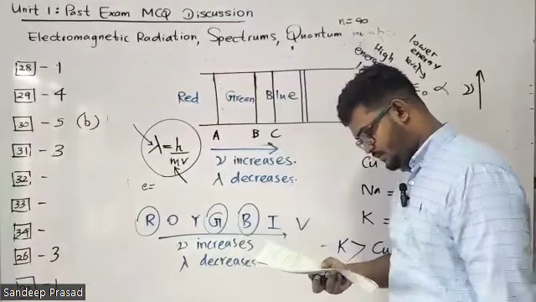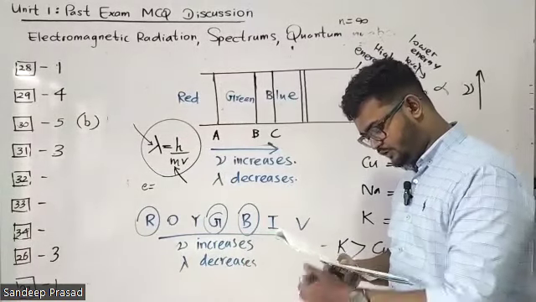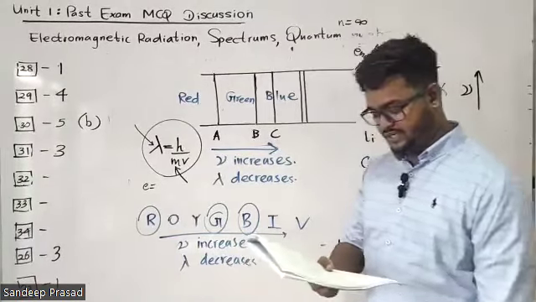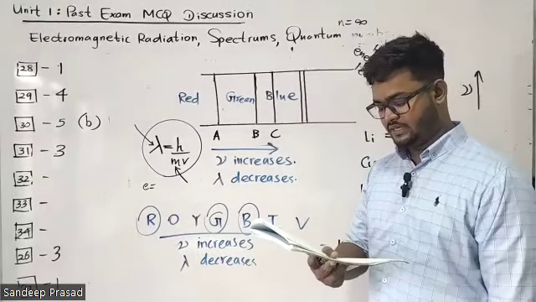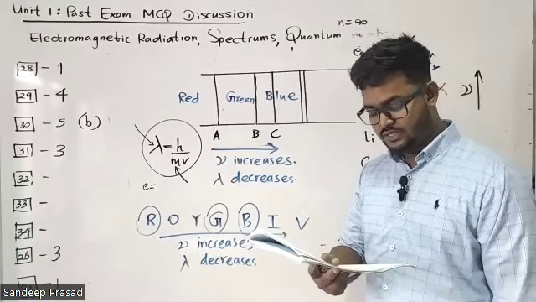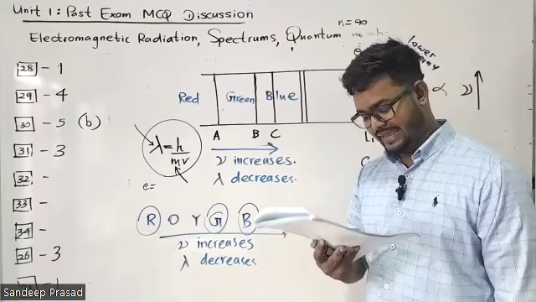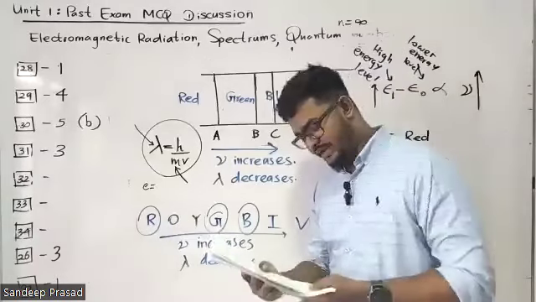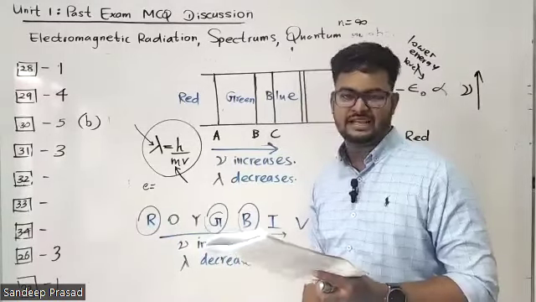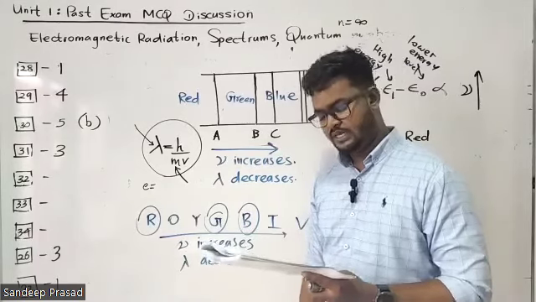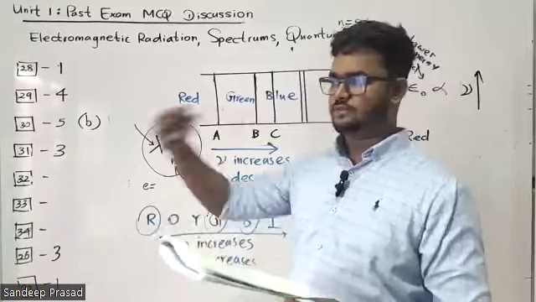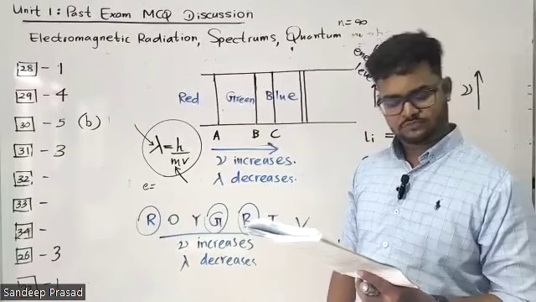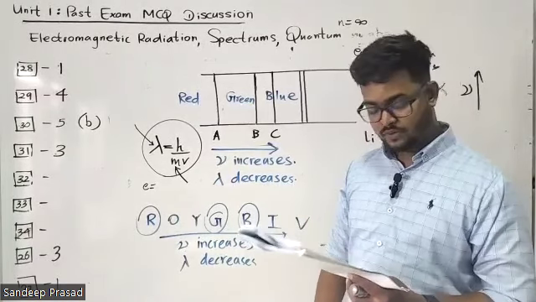Question number 32. Which of the following statements are true? Positive rays are formed when an electron is removed from a gas in a cathode ray tube. Correct that statement. Yeah, that's correct. Normally electrons are removed, then only positive rays are formed. Cathode rays originated from the cathode. That's also correct. Positive rays originate from the anode.